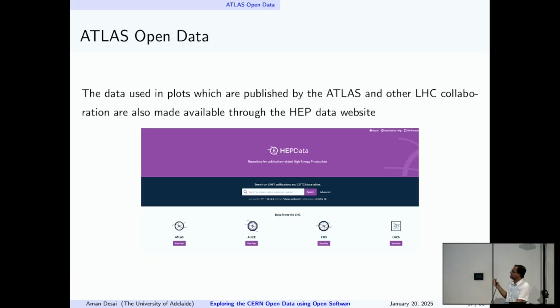This is one of the websites where, once we do an analysis, CERN and ATLAS require that we submit our figures and our data. So this website will have all the data that is used in plots in our papers. We usually submit it on this particular portal, and anyone can access it. It's an open website.